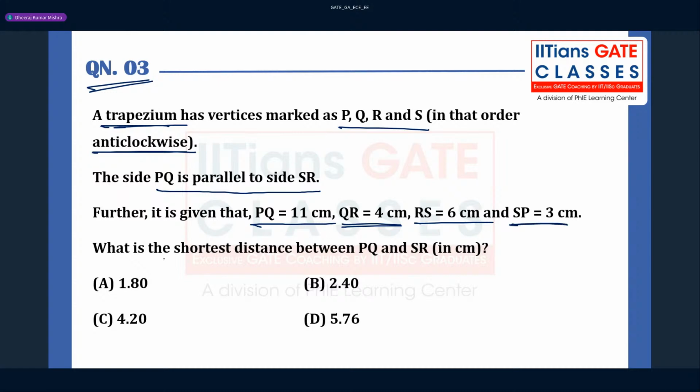What is the shortest distance between PQ and SR? The shortest distance in the trapezium is nothing but that height. As long as you are reading the question, you should be able to draw the figure as well, so I'm just going to draw the figure here.